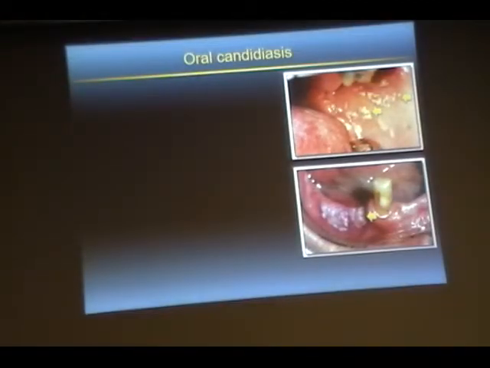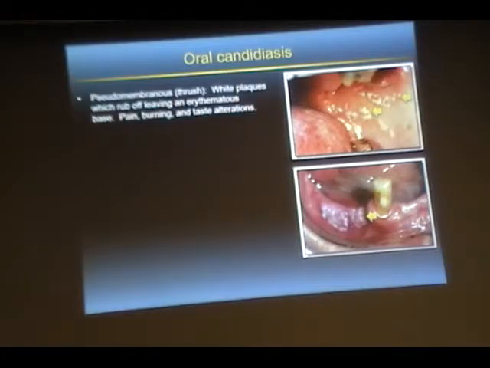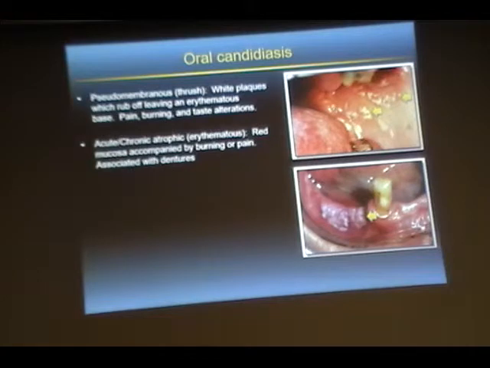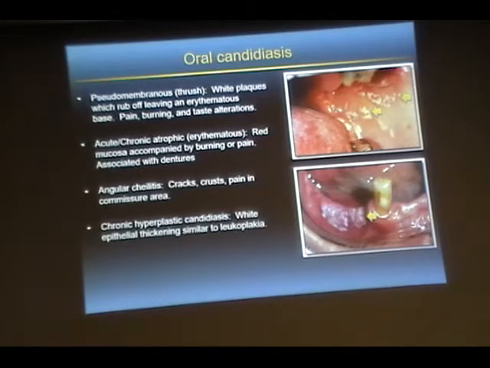So this slide, I think we already saw. Oral candidiasis has four types. The first is pseudomembranous, the second type is acute or chronic atrophic candidiasis, the third type is angular cheilitis, and the fourth type is chronic hyperplastic candidiasis.